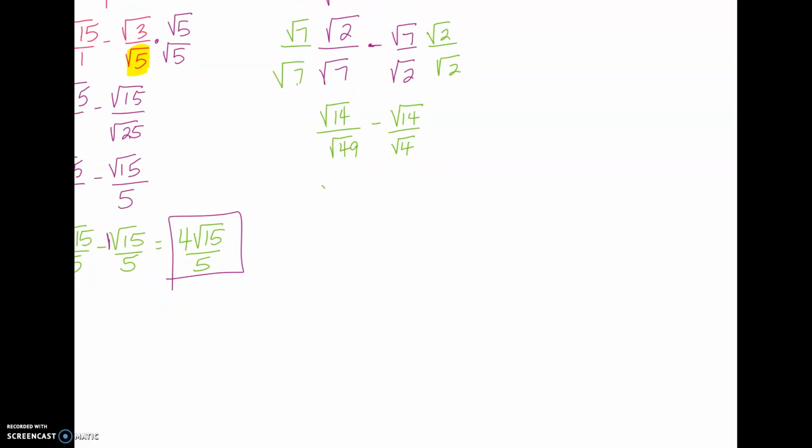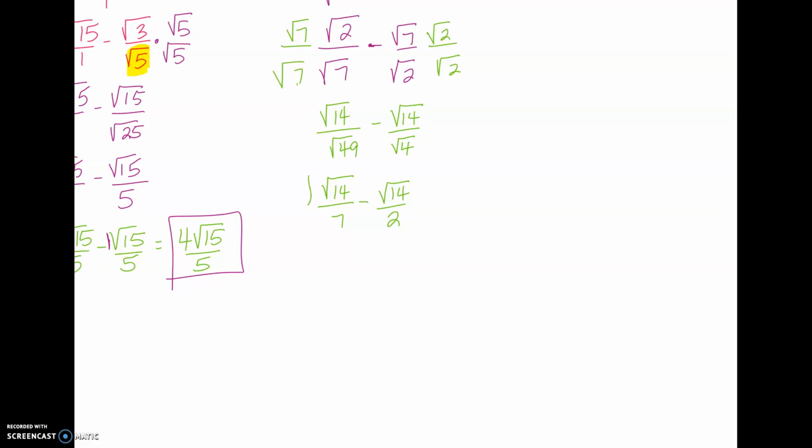All right, perfect squares in our denominator. Square root of 49 is 7. Perfect squares in our other denominator, and the square root of 4 is 2. Now, we cannot subtract these. We do not have a common denominator. To get a common denominator of 7 and 2, the smallest one would definitely be 14.